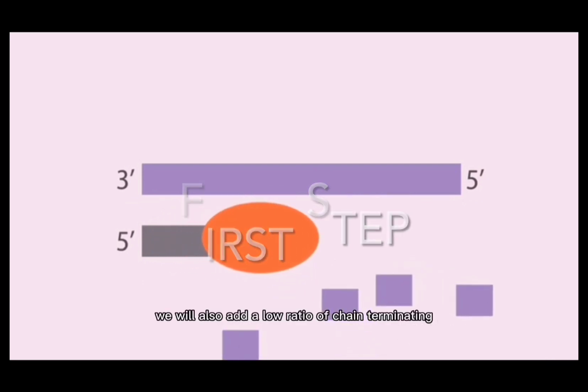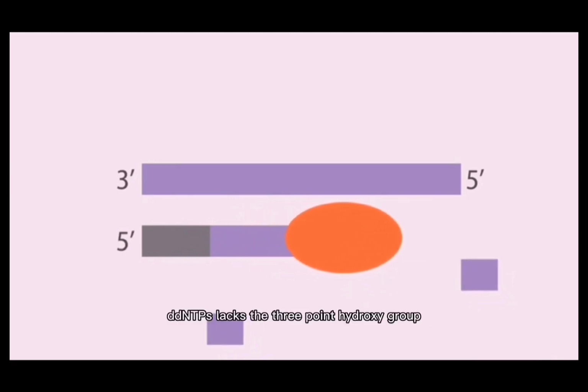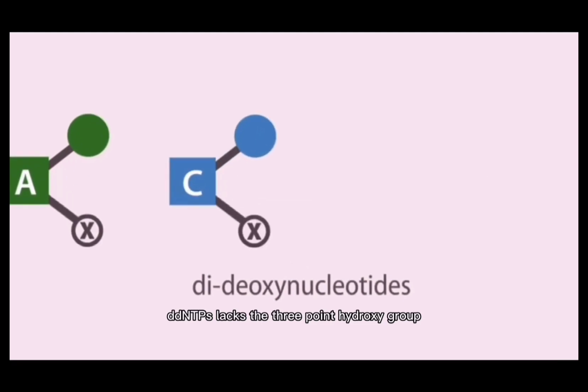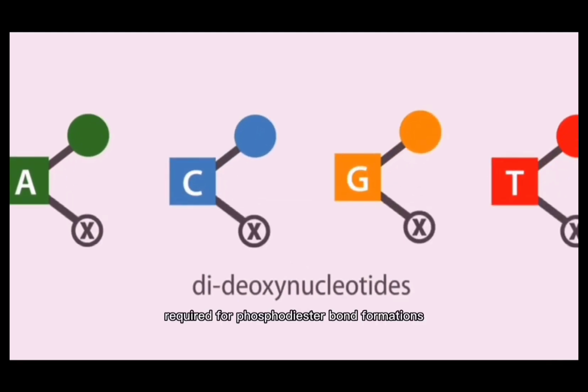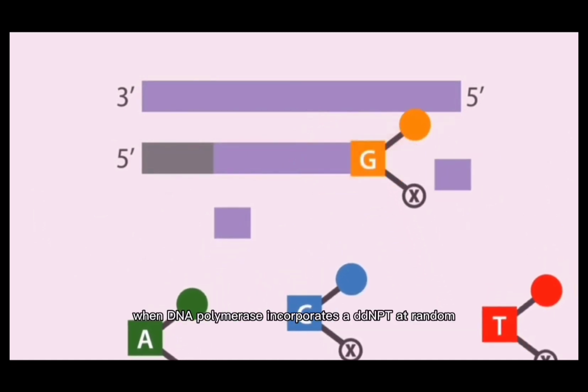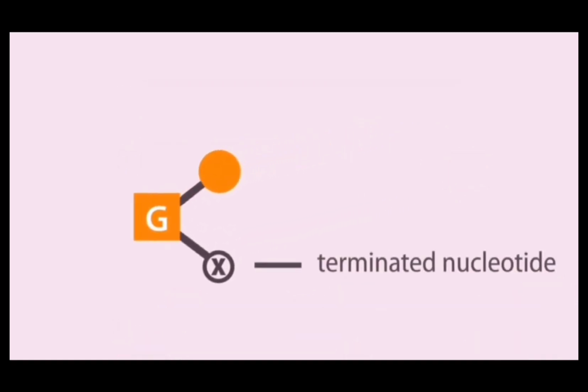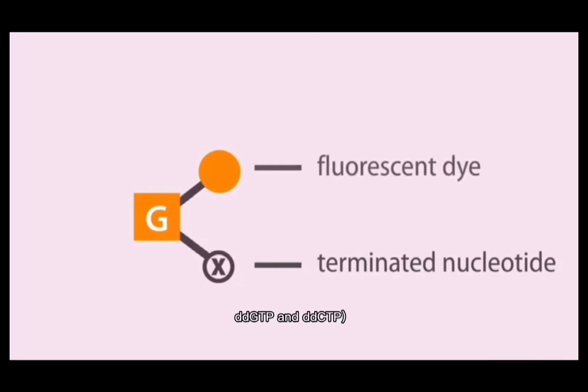In chain termination PCR, we will also add a low ratio of chain-terminating ddNTPs to the reaction. ddNTPs lack the 3' hydroxyl group required for phosphodiester bond formation. Therefore, DNA synthesis will terminate when DNA polymerase incorporates a ddNTP at random. Each of the 4 ddNTPs, ddATP, ddTTP, ddGTP, and ddCTP, has a unique fluorescent label for later identification.